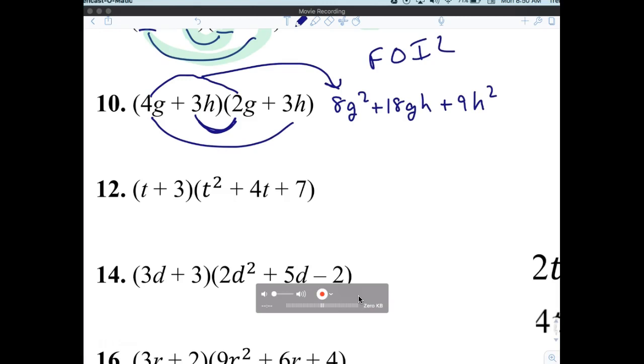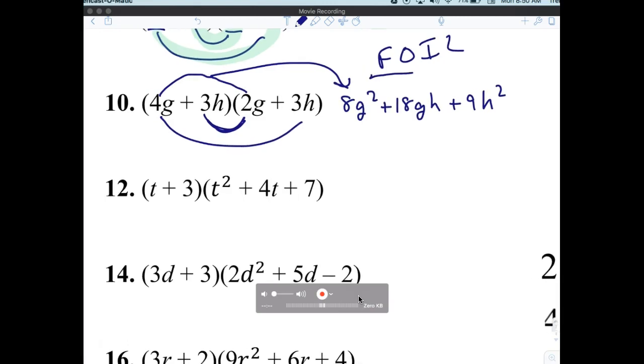If you go to somebody and ask them to show you how to do it, it's not me, they will probably introduce something called FOIL: the first terms, the outer terms, the inside, and the last. But all I'm showing you is that every single term in the first parentheses has to be multiplied by every single term in the second parentheses. That's essentially what you're doing.